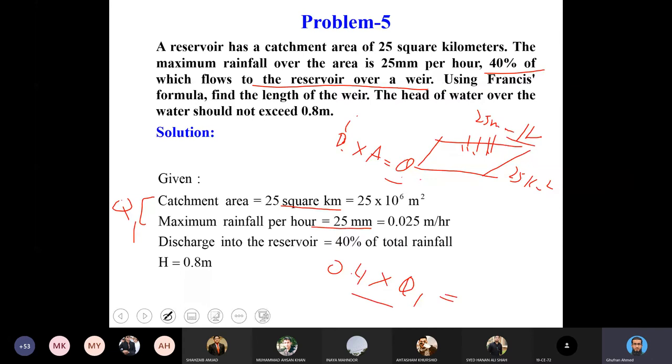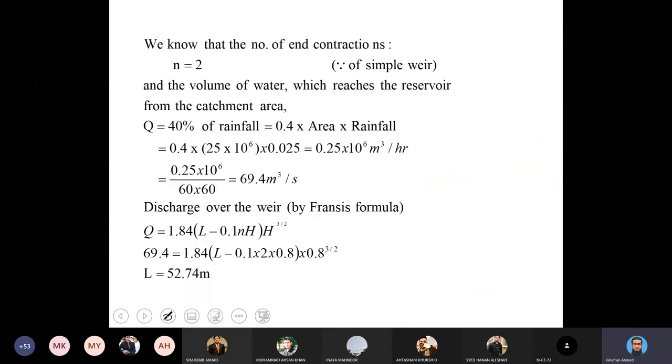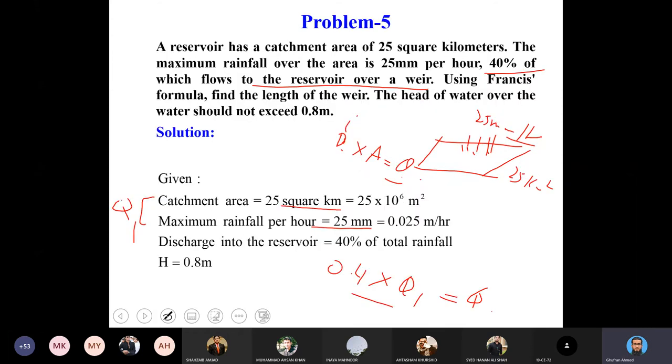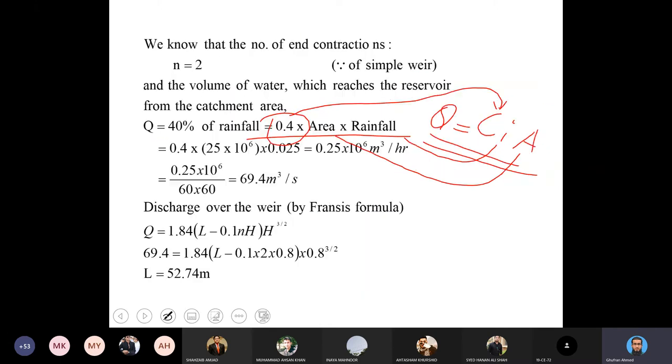I say this is Q1, okay, then this is equal to Q. So it's a rational formula for finding the Q. Q is equal to CIA. So this is a very common formula. So 0.4 here is basically the coefficient. Okay. And I is the rainfall and A is the area. Q is equal to CIA. As we have a normal weir and it's written using Francis formula, find the length of the weir. Finding length, it is a weir, therefore we have two end contractions.